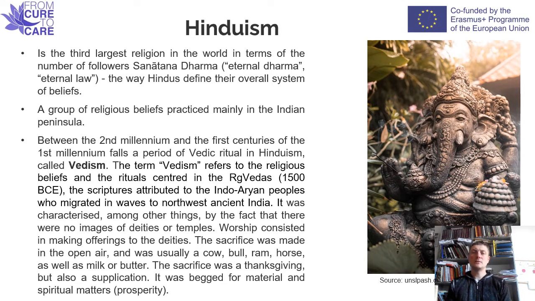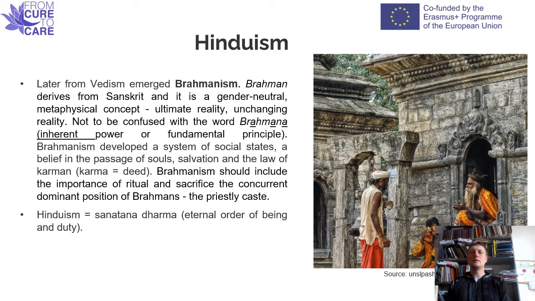The sacrifice was made in the open air and was usually a cow, bull, ram, horse, etc. The sacrifice was a thanksgiving but also a supplication. It was begged for material and spiritual matter, prosperity. Later, from Vedism emerged Brahmanism.